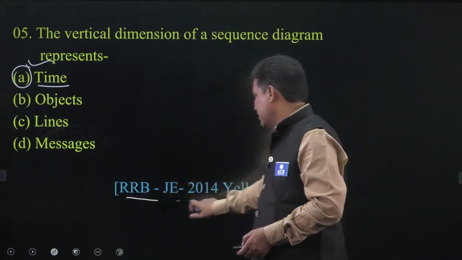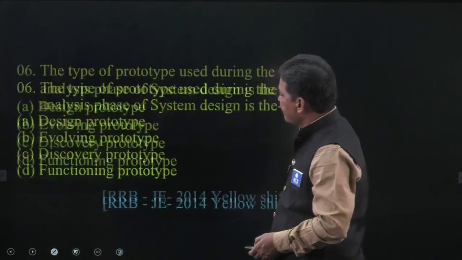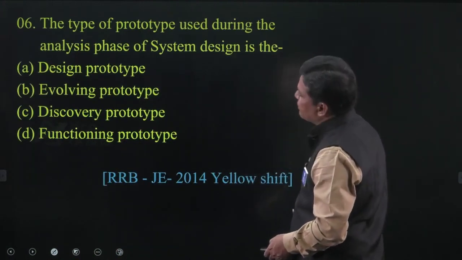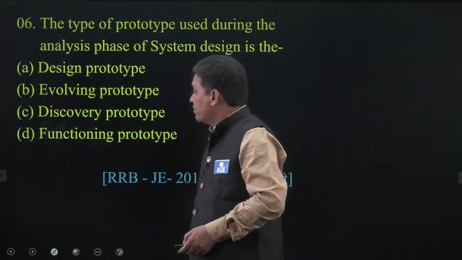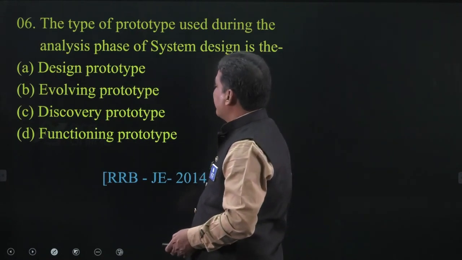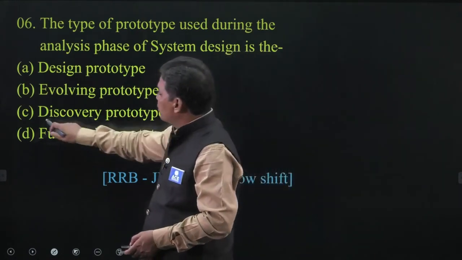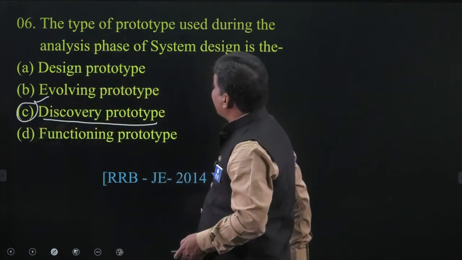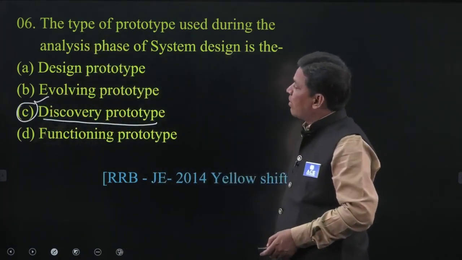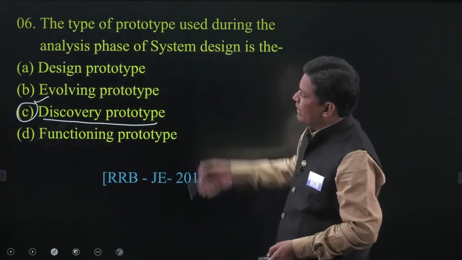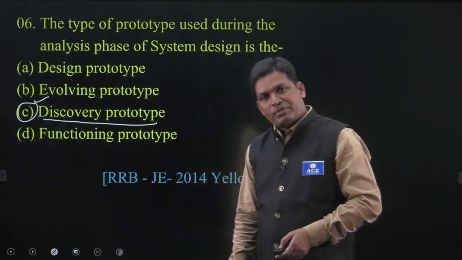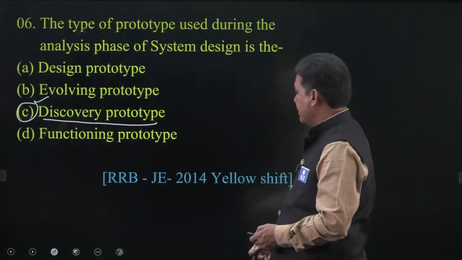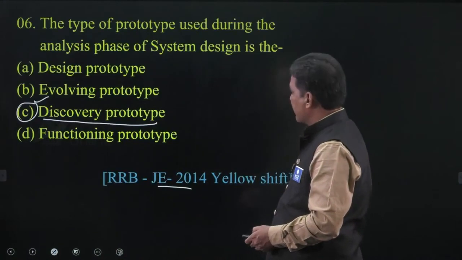That is, which was asked in the year RRB JE 2014. Coming to the type of prototypes used during the analysis phase of system design: design prototype, evaluation prototype, discovery prototype, functioning prototype. Which prototype can be used here? Discovery prototype. So this is the answer. The type of prototype used during the analysis phase of system design is the discovery prototype. This question was asked in the year 2014, right?